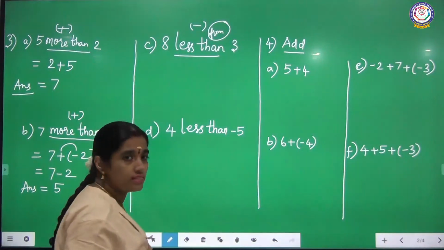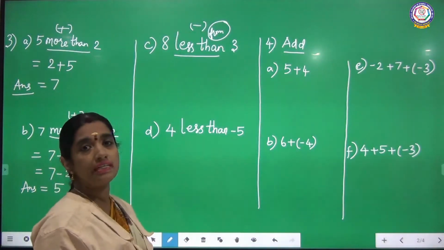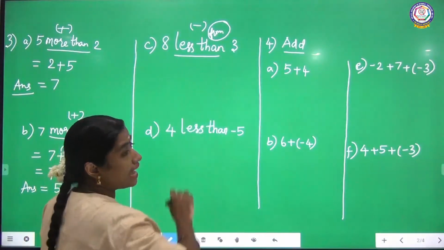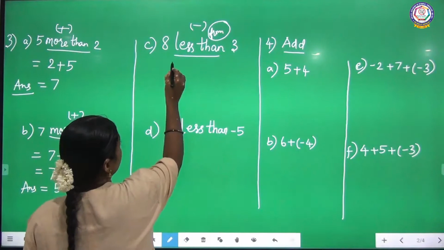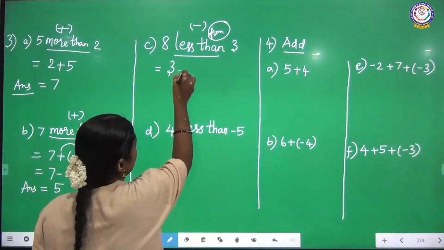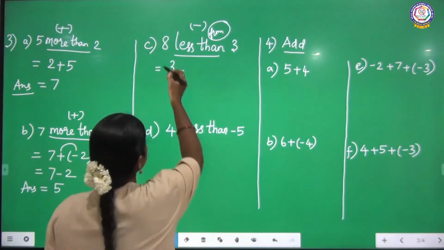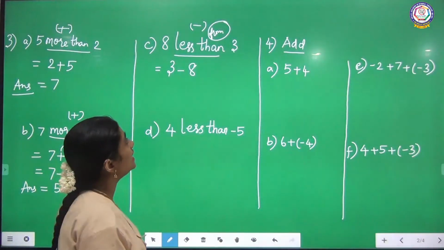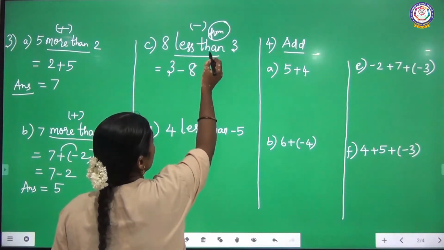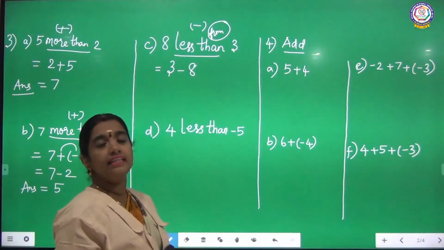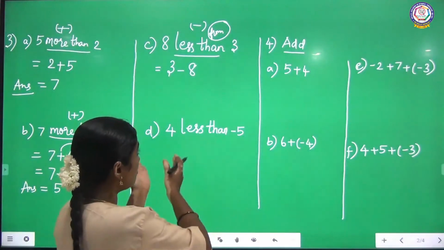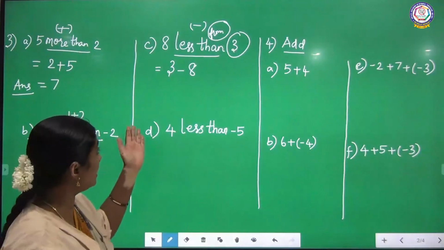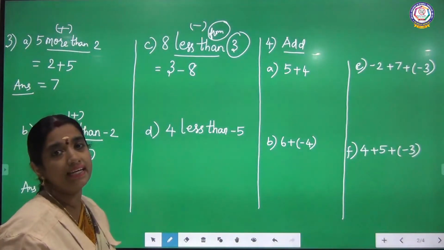What is the "from" concept? From: after "from", what is the number that we have to write first? The same thing with "less than": after "less than", what is the number that you have to write first? Less than means the minus symbol. And what is there here? 8. Can you clear this? 3 minus 8. So, less than is what? It is the same as "from". In the "from" concept, after "from" we write the number first. The same thing, less than means 3 minus 8.